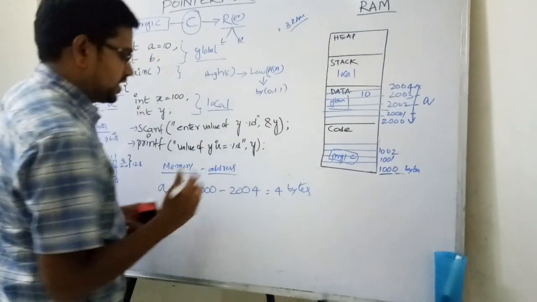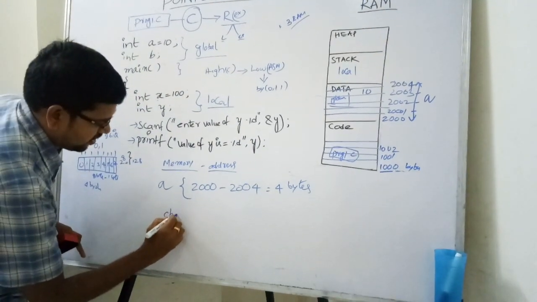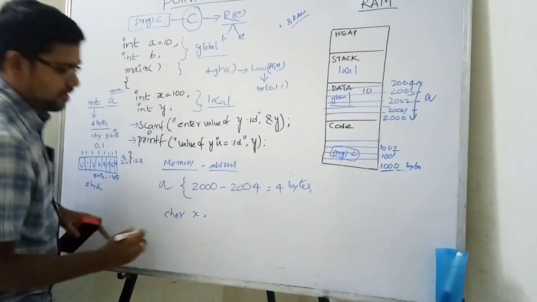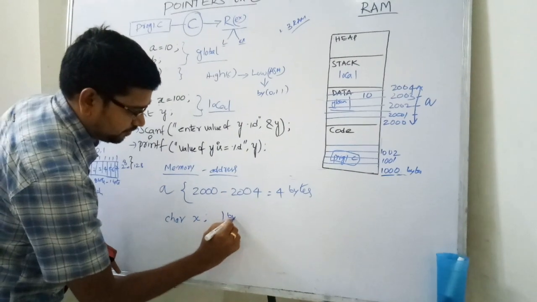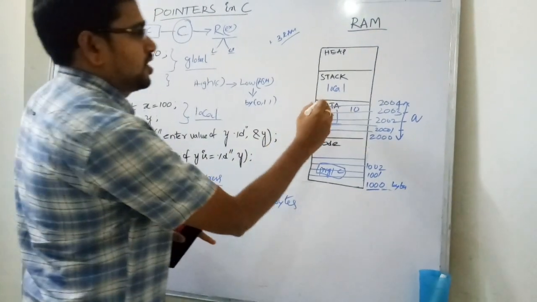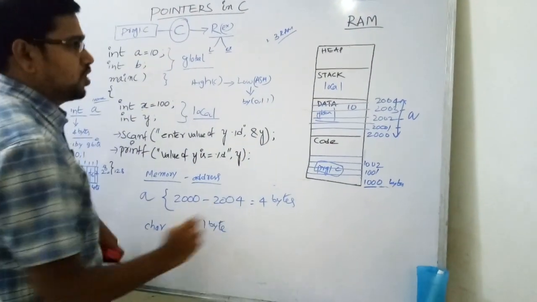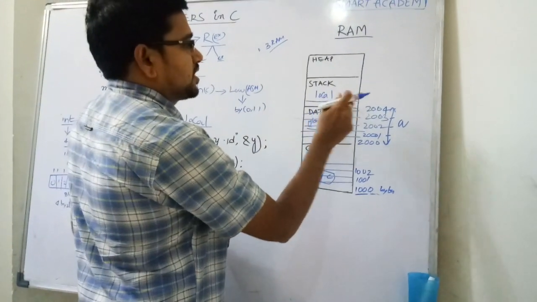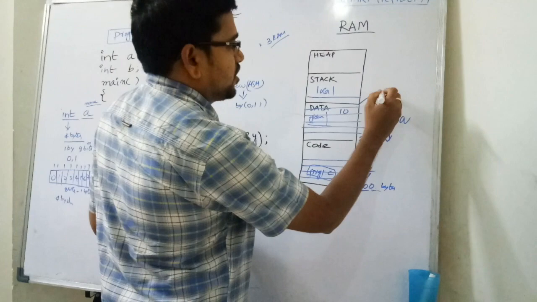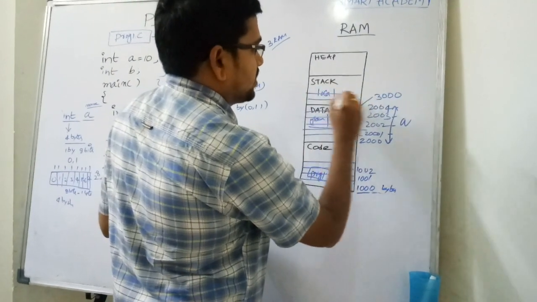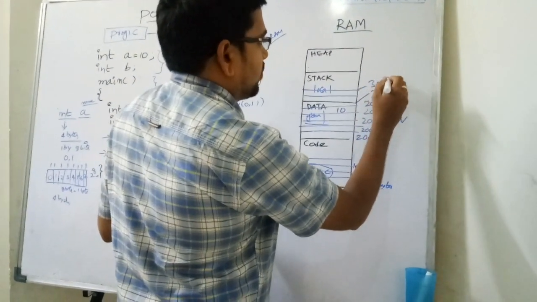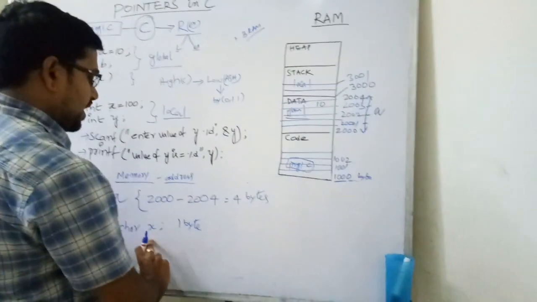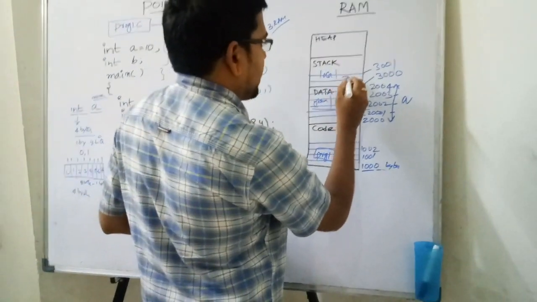It depends on the number of bytes. Let's say if I define char x, char takes 1 byte. That means, let's say my char x is a local variable, then it comes here. And let's say my stack segment started at 3000, and this is 3001. So my char x takes only 1 byte, so char x will come here.